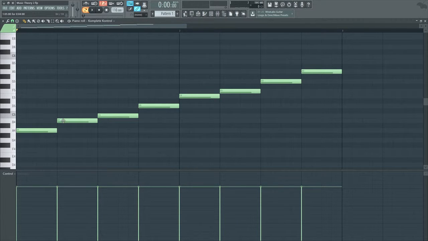Let's give you a little bit of music theory here. This is the A minor scale. It focuses just on the white notes of a piano.